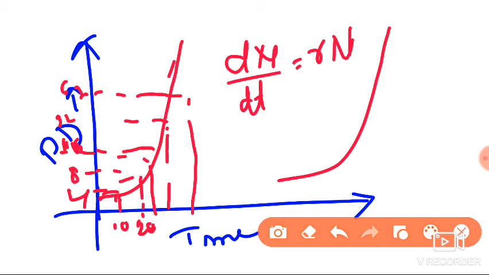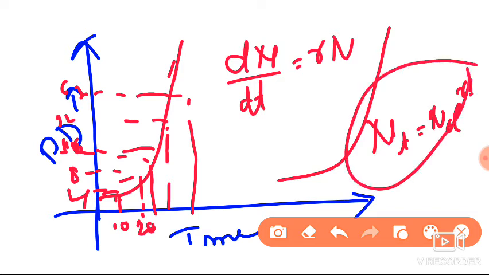And the exponential growth equation, what we are writing here for the exponential growth equation is different. The exponential growth equation is Nt = N0 e^(rt). Okay, e raised to rt, this is different. This is the formula for exponential growth.